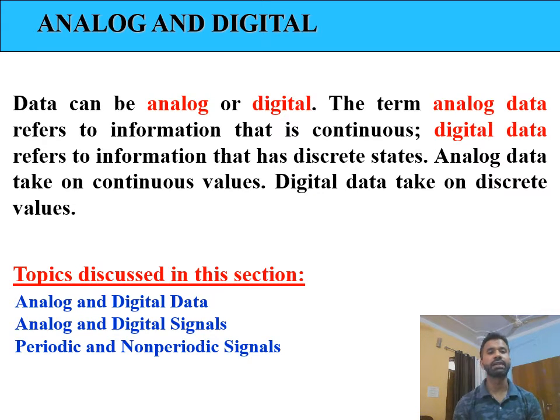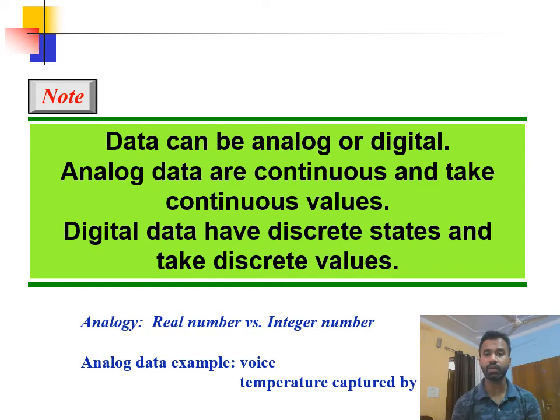Now, data can be analog or digital. The term analog data refers to information that is continuous, while digital data refers to information that has discrete values. Analog data take on continuous values, digital data take on discrete values. These are some general differences between digital and analog data. Analog data are continuous and take continuous values, which we studied in the previous slide. Similarly, digital data have discrete states and take discrete values.